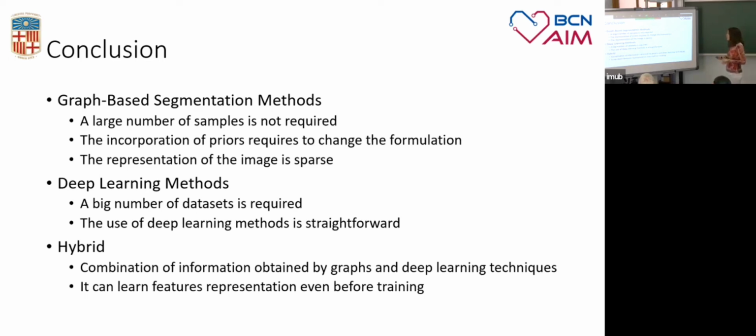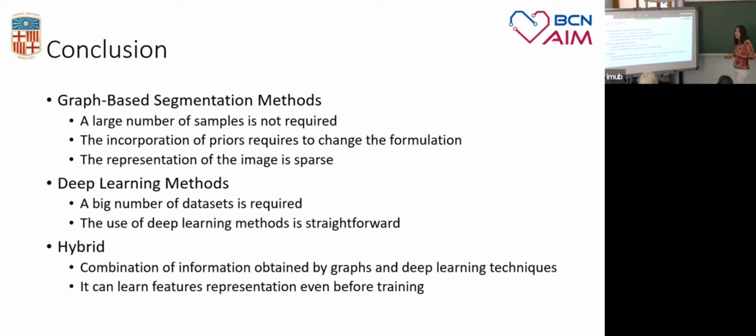For the deep learning method, you need a number of datasets to be able to learn. So you need to have datasets available. You go to the hospital and you don't have that. And as an advantage, yes, the deep learning method is straightforward. Like I said, you have these parameters you can play with. And this is where the future should go: a combination of information obtained by the graphs and the deep learning.